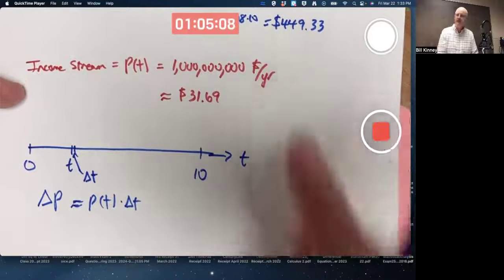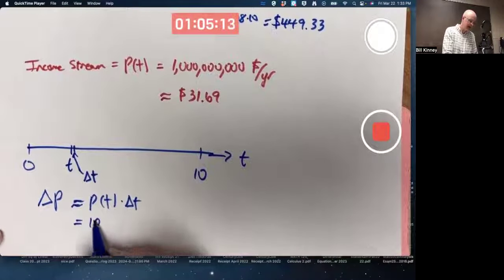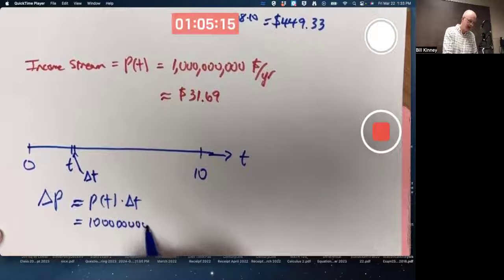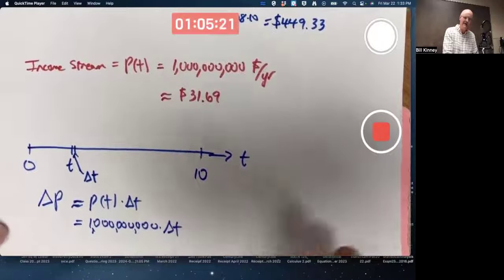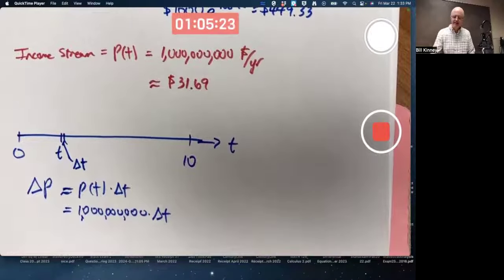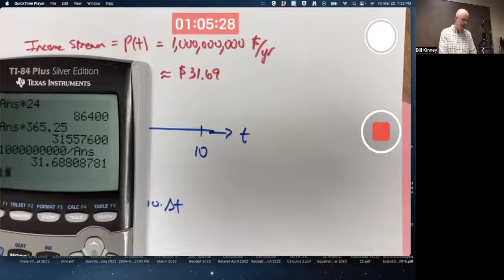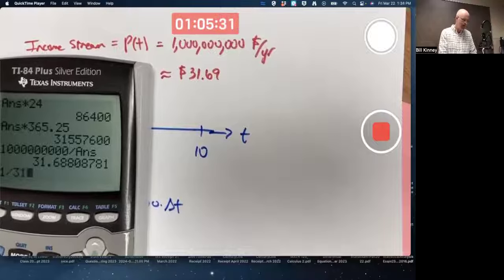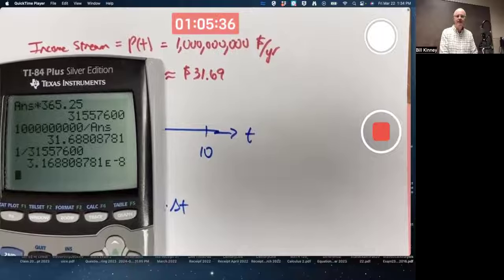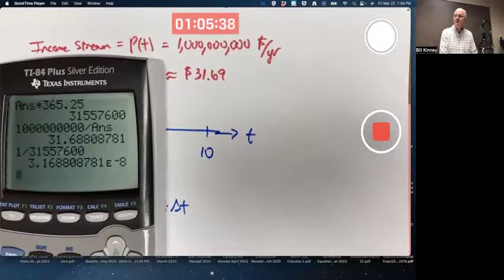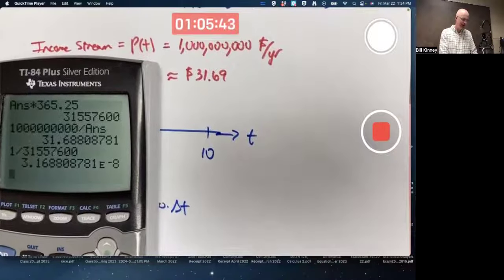In dollars per year, it's $1 billion per year. So this would be 1 billion times delta t. Delta t is a small amount of time. If it were in seconds, it'd be 1 over 31,557,600. 3 times 10 to the negative 8 years would be 1 second. You'd multiply that by 1 billion.